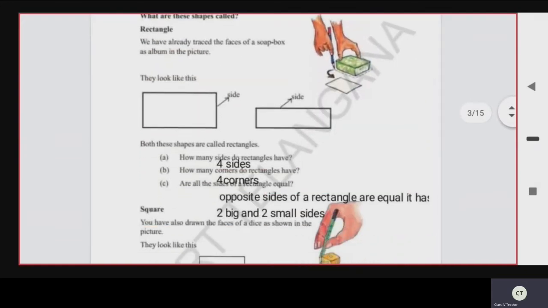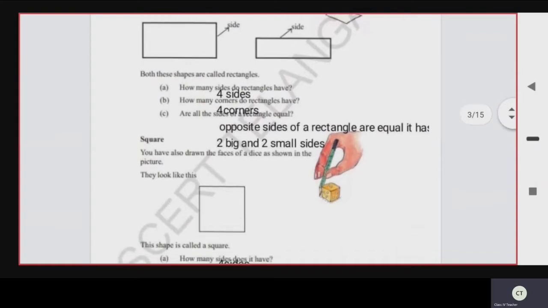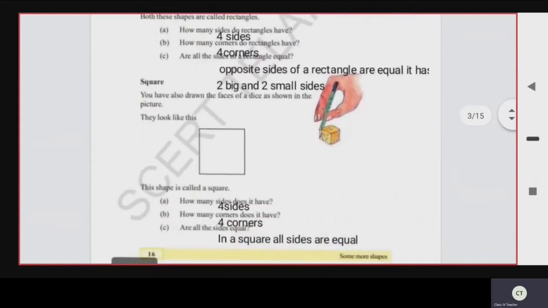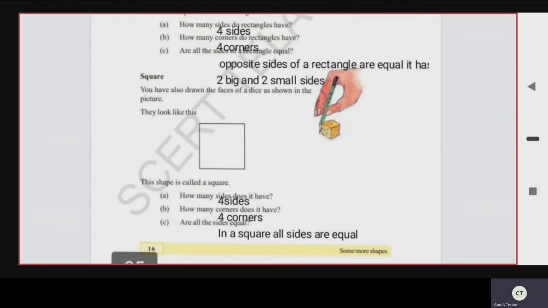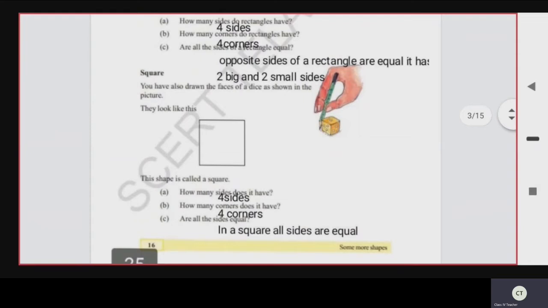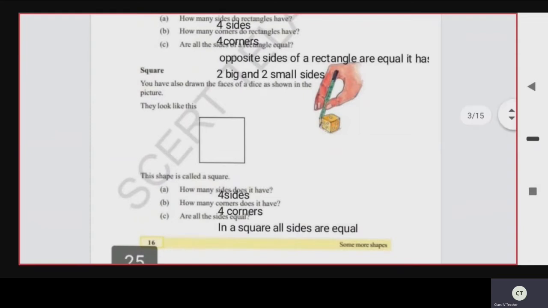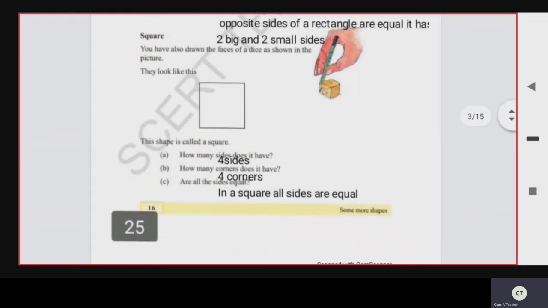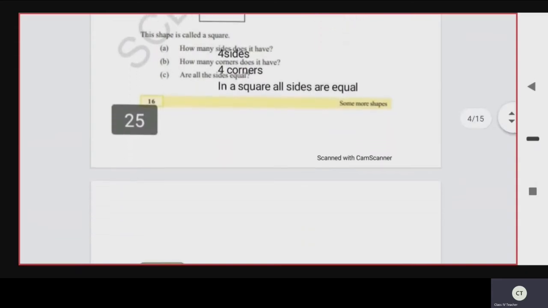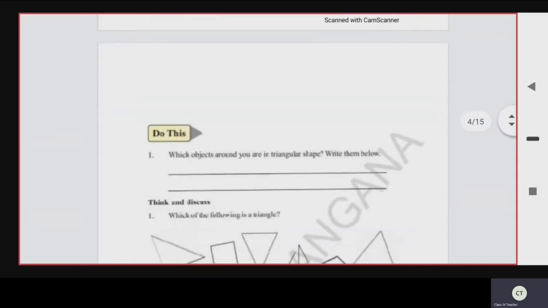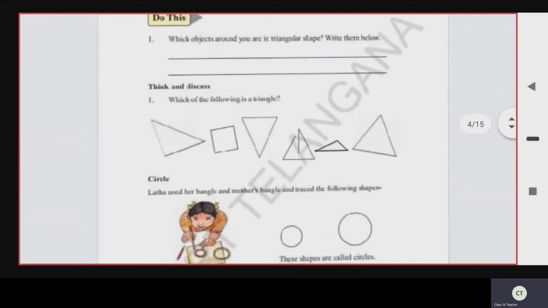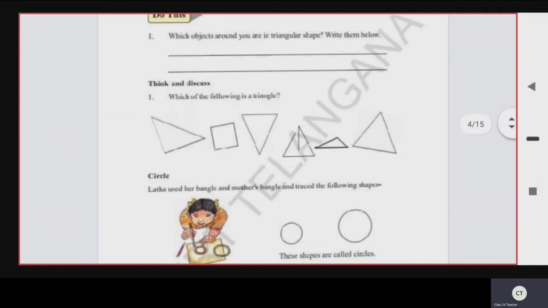So here are the answers, children. A rectangle has four sides, a square has four corners. And in a rectangle, opposite sides are equal. It has two big and two small sides. In a square, all sides are equal. Okay. The next page. Which objects around you are in triangular shape?